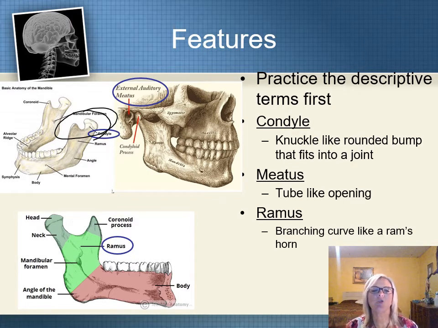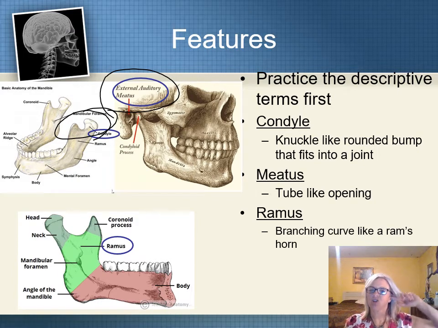A meatus is a tube-like opening. So up here we have the external auditory meatus. External meaning outside, and I bet you can guess what auditory means. It has to do with hearing. So the external, tube-like opening that is related to hearing is going to tell you right away it's in your ear. And then we have an internal acoustic meatus, which would be the opening on the inside. And so this really helps you to narrow things down and know exactly what you're looking for.